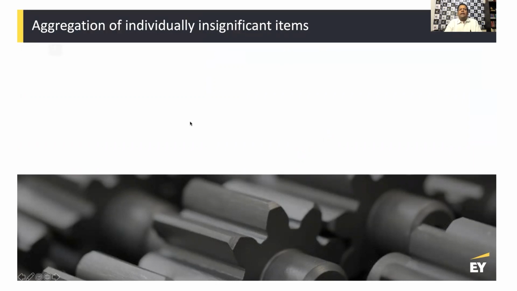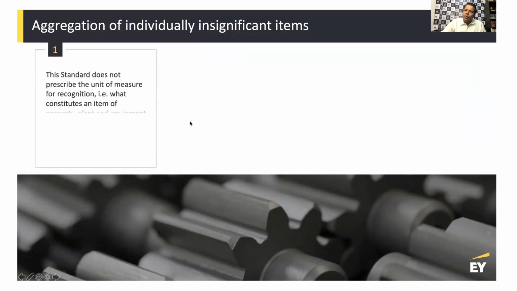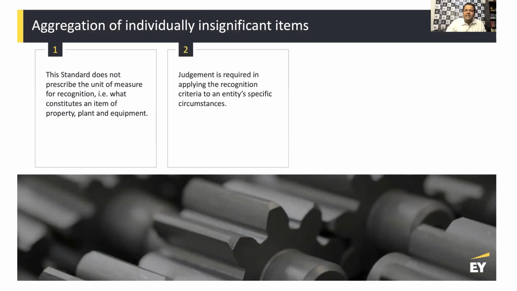Now we're going to look at aggregation, right? So many a times it happens that you end up acquiring small value assets. So how do we capitalize them, for example? Or what is the unit of account at which I need to capitalize them? It is important for us to understand the unit of account, because at whatever level you're going to capitalize them, at that level you need to then depreciate them, measure them, test for impairment, etc. So all of this is important.